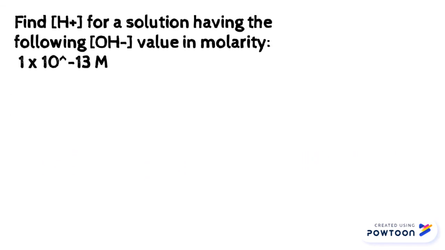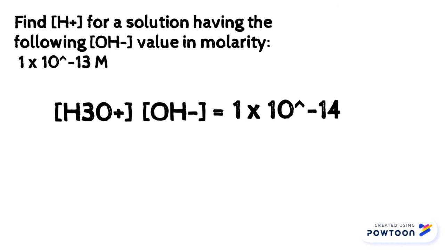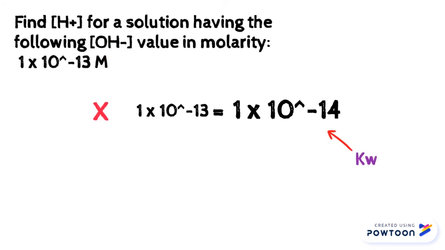Let's try a quick example. Find the hydrogen molarity for a solution having the following hydroxide value in molarity, 1 times 10 to the negative 13th. We are given the hydroxide molarity and asked to find the hydrogen molarity. We know that the hydroxide molarity is 1 times 10 to the negative 13th, and we know Kw, our constant. If we plug in X for the hydrogen molarity, then we can solve. From here it is just simple algebra.